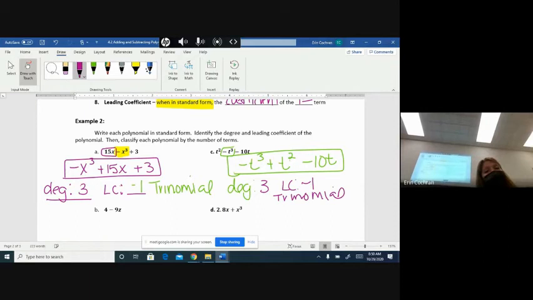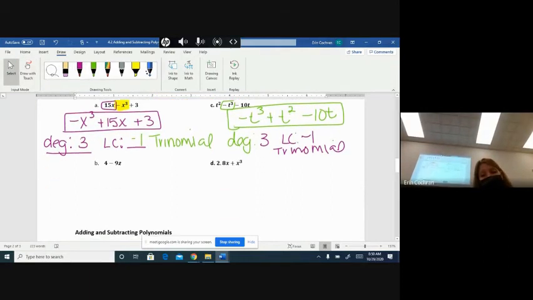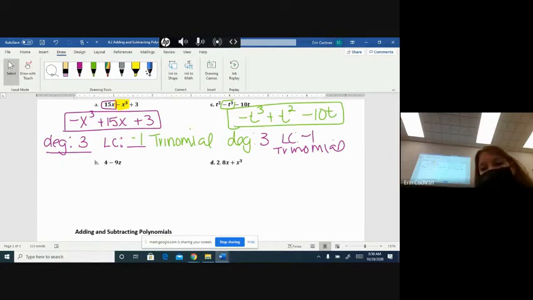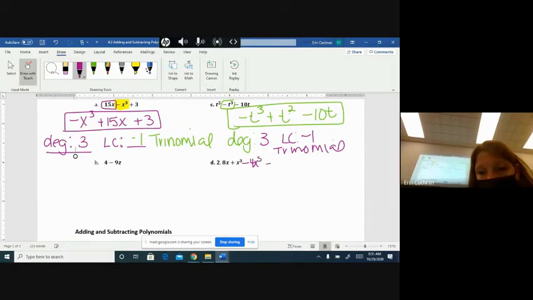All right. Go ahead and try to do B and D on your own here. And D, that says 2.8x, right? 2.8x. Actually, I'm going to change D. So 2.8x plus x cubed minus, let's do minus 4x to the 5th plus 5. So this is your new D right here. So it changes it up a little bit. A few minutes.